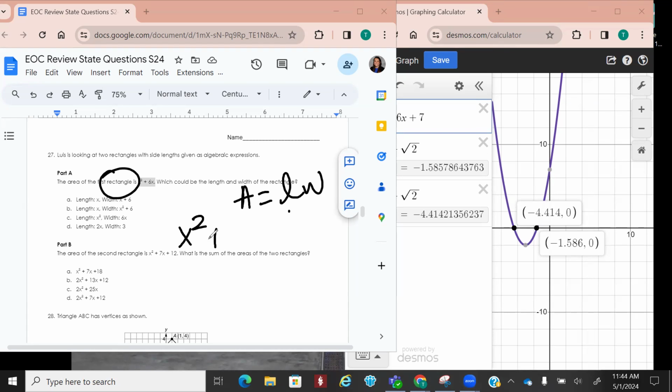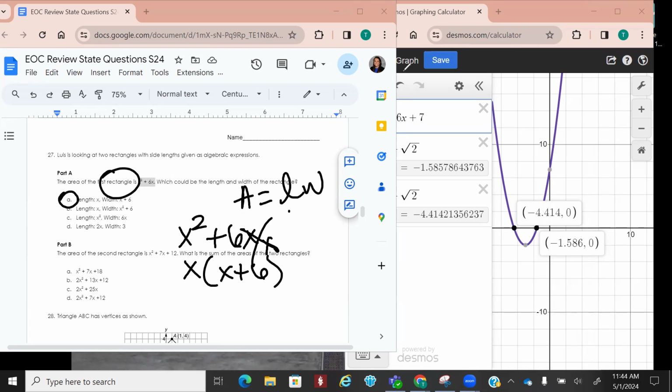If we have our area as x squared plus 6x, then I'm going to factor this. So how would I factor this? What do both of these things have in common? An x. So if I take x squared and divide it by x, I'm going to get x. If I take 6x and divide it by x, I'm going to get 6. So which one has a length of x and a width of x plus 6? That's A.